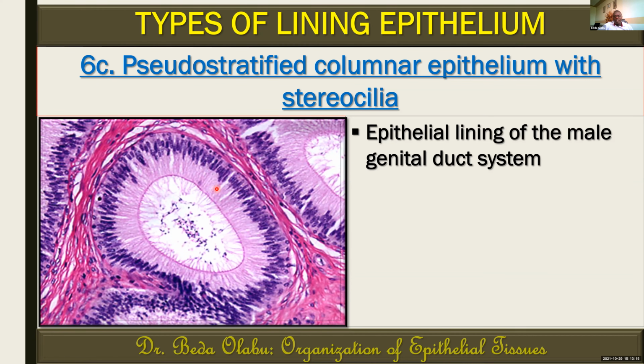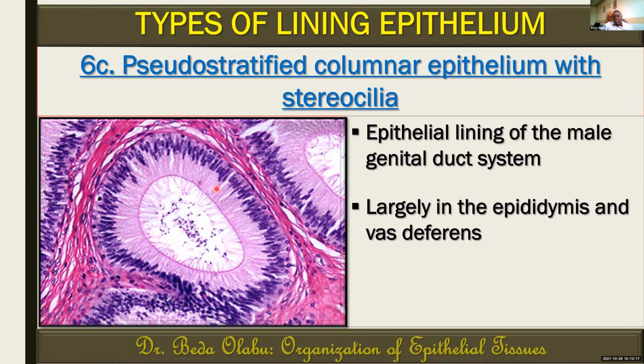After the epididymis, sperms go to the vas deferens. And after the vas deferens, sperms go to the ejaculatory duct. We can put those three as having this epithelium. After the ejaculatory duct, sperms go to the urethra. The urethra has a different epithelium.